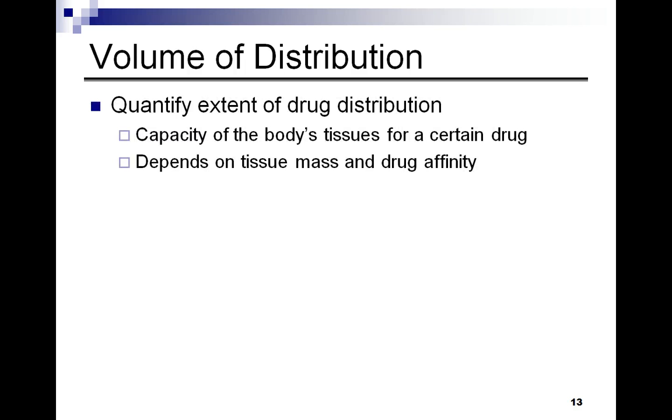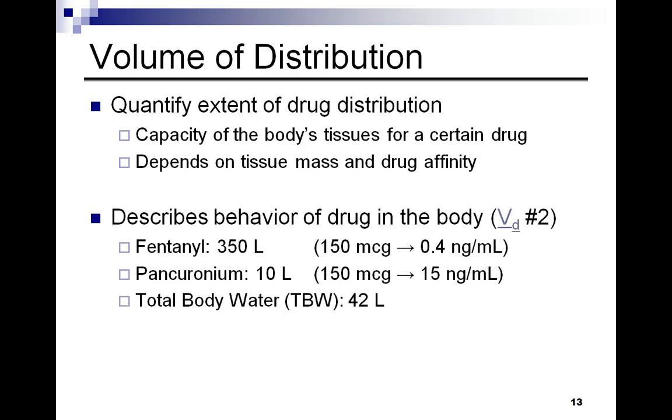An important concept for us to discuss is volume of distribution. The volume of distribution can be confusing because it's not a real volume. It's more of a symbolic value, and it helps us understand the extent of drug distribution throughout the body. The volume of distribution tells us about the body's capacity for a certain drug, and this capacity depends on a patient's tissue mass, as well as the affinity of the drug for those tissues. So really, the volume of distribution describes the behavior of drug in the body.